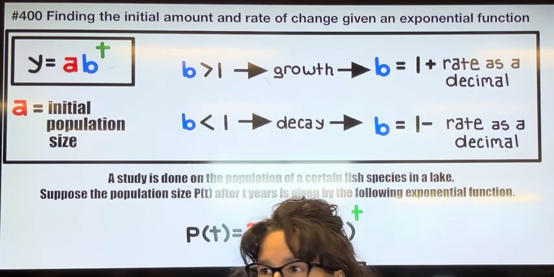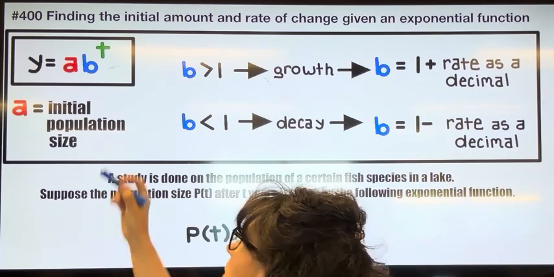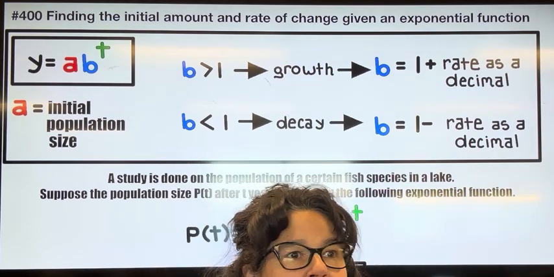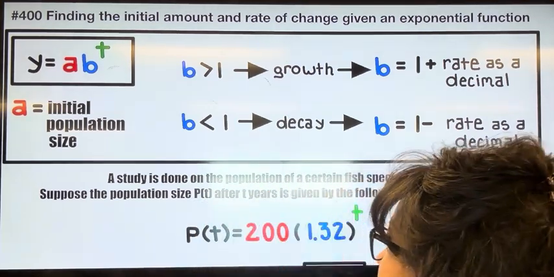Or it might be I put $100 into a bank account. That would be the A. It's the initial amount. What does it start off being?